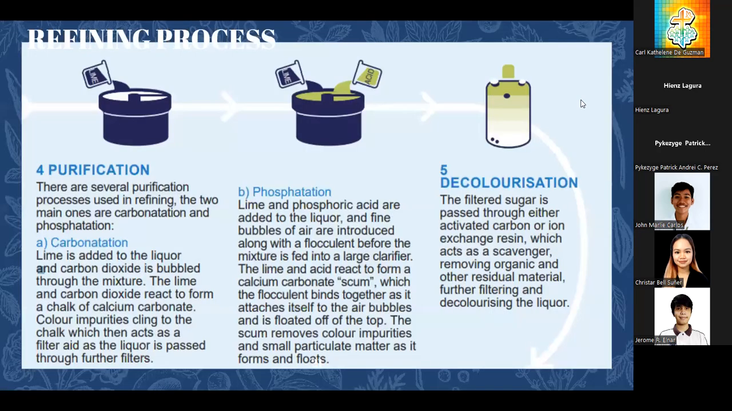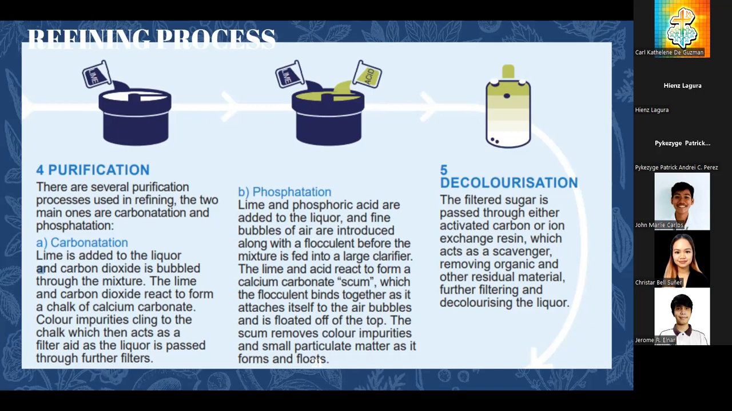The fourth process is purification. There are several purification processes used in refining. The two main ones are carbonation and phosphatation. First is carbonation. Lime is added to the liquor and carbon dioxide is bubbled through the mixture. The lime and carbon dioxide react to form a chalk of calcium carbonate. Color impurities cling to the chalk, which then acts as a filter aid as the liquor is passed through further filters.